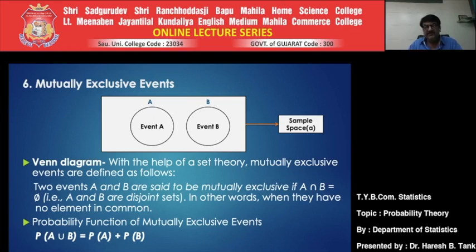With the help of set theory, mutually exclusive events can be defined as, look, again, we are putting it in terms of technicality. 2 events A and B are said to be mutually exclusive if A intersection B is phi, that is termed as phi. Okay, what do you mean by A intersection B?